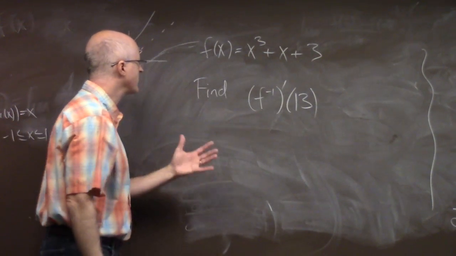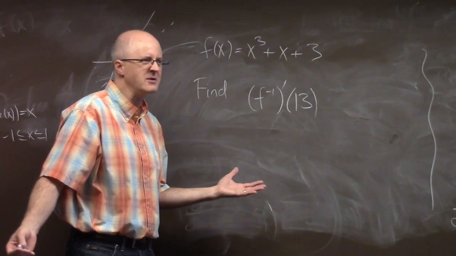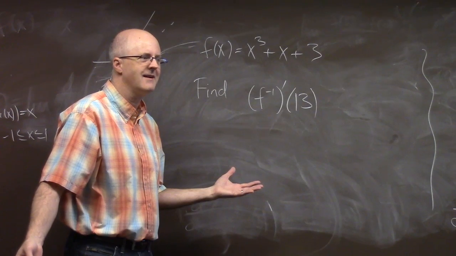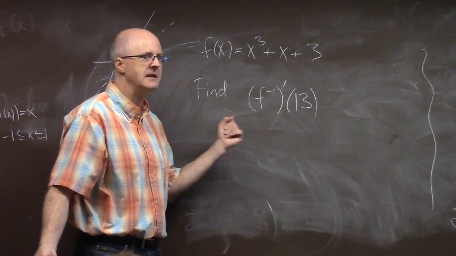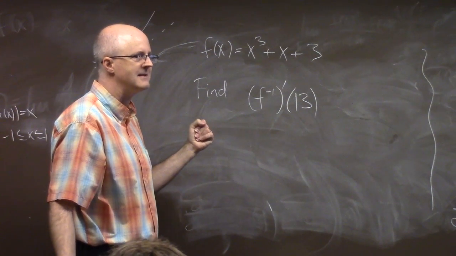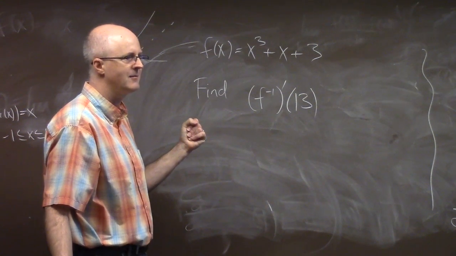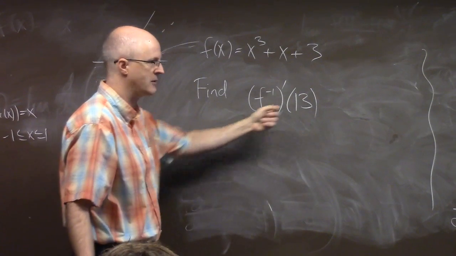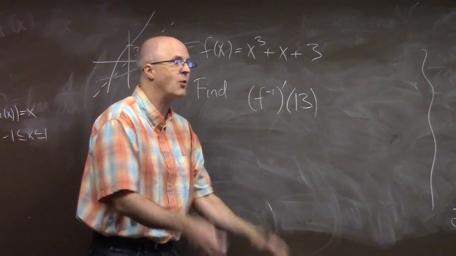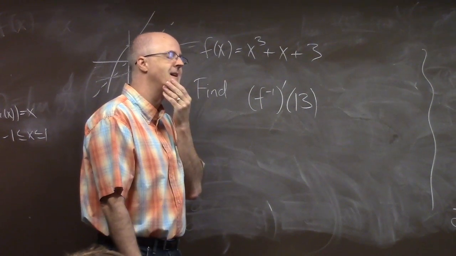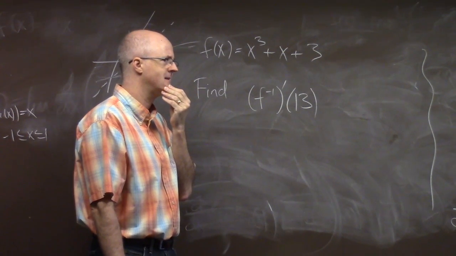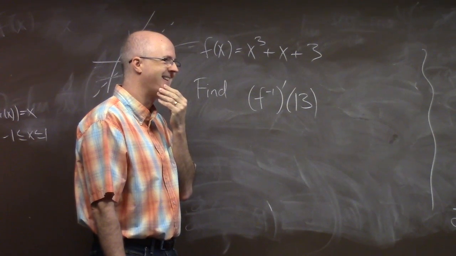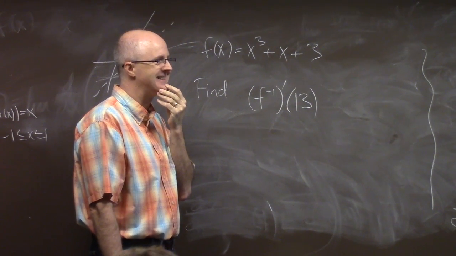Find f inverse prime of 13? What's with this 13? Anybody think they know why I put a 13 in there? It makes it possible to calculate, whereas if I pick a 12, it wouldn't work so easily. What makes 13 work easily with this? It's not obvious to most people.